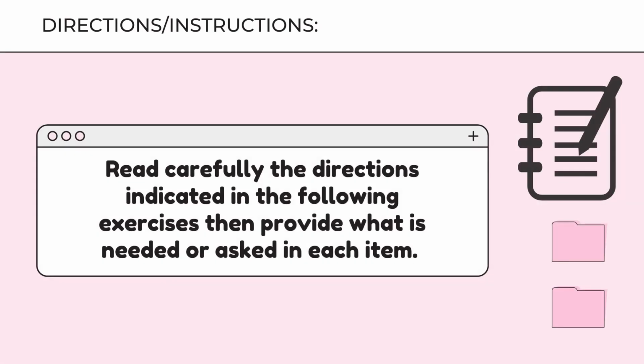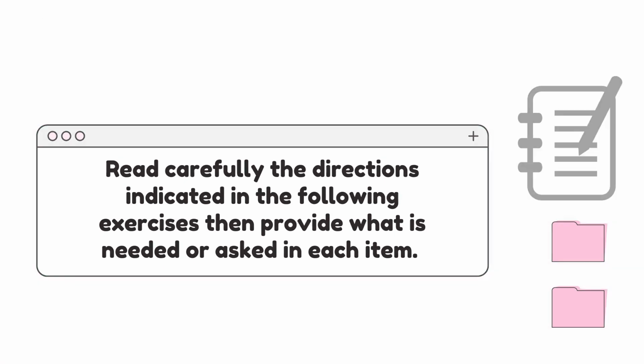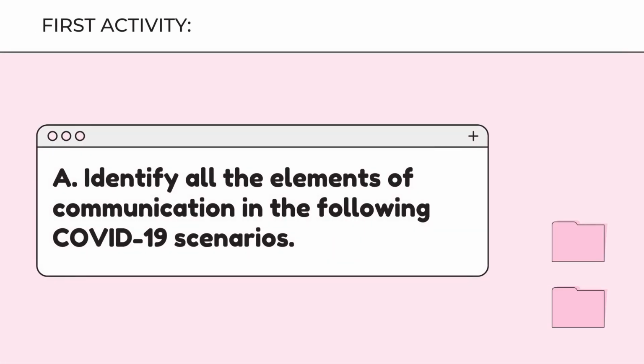For our general instructions, read carefully the directions indicated in the following exercises, then provide what is needed or asked in each item. For the first activity, you need to identify all the elements of communication in the following COVID-19 scenarios. Make sure you will write your answers on the spaces provided. Check the spaces in your learning activity sheet. Follow all the instructions, okay?